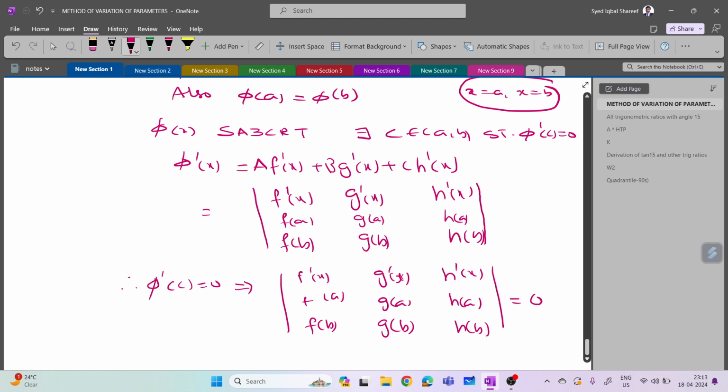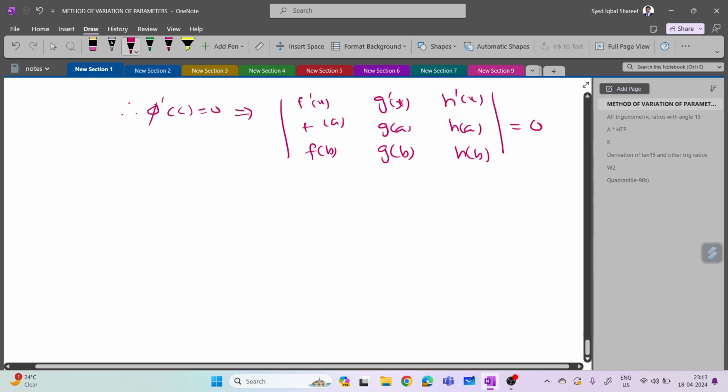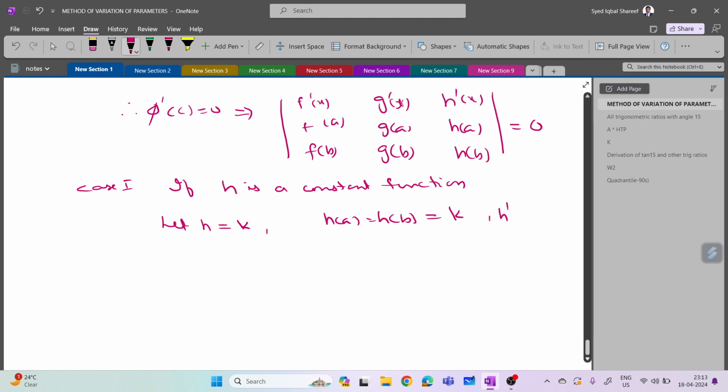Hence, we prove the theorem and we prove the generalization. Now, we will consider one particular case. Case 1: suppose h is a constant function, let h equal to k. That means h of a equals h of b equals k, and h dash c should be equal to 0. So what will this reduce to?